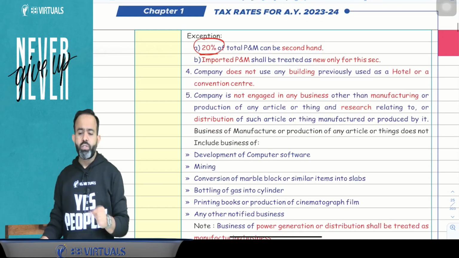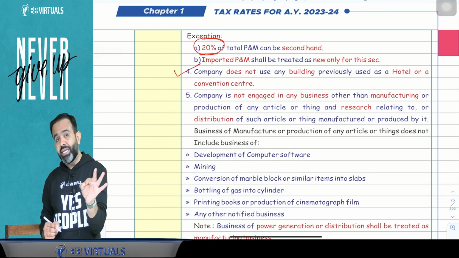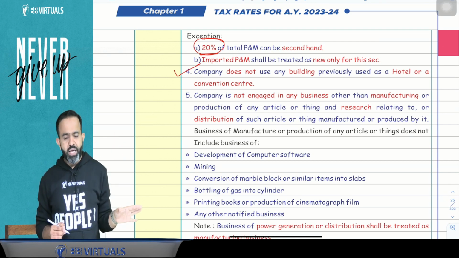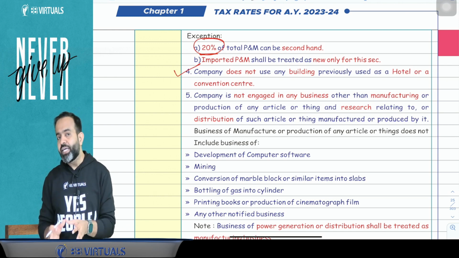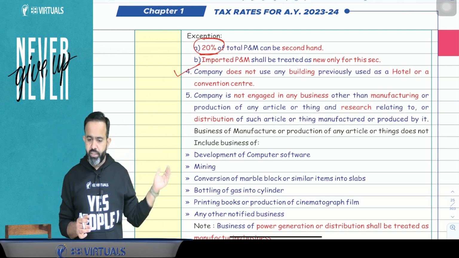Now guys, there is a fourth condition. That fourth condition says that a company cannot use any building which was earlier used as a hotel or convention center. Means company is not going to use any building which was earlier used as a hotel or convention center. That building is not allowed in this business.